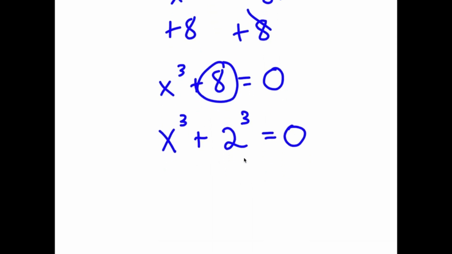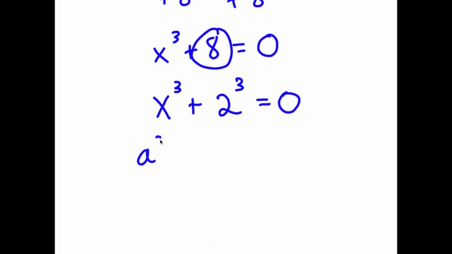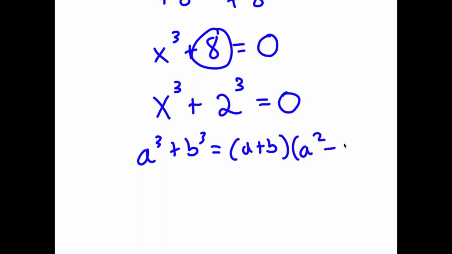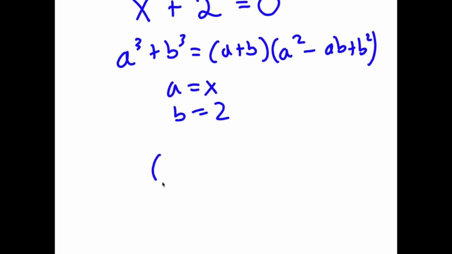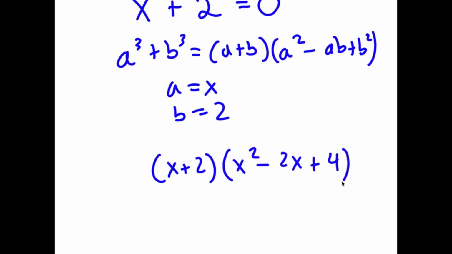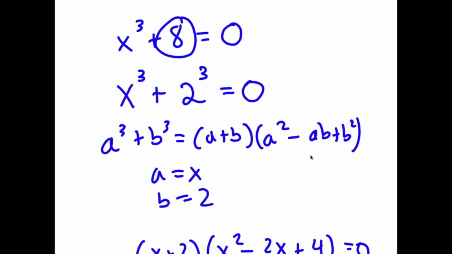0. Now if I have something in the form a to the power of 3 plus b to the power of 3, this is equal to a plus b times a squared minus ab plus b squared. In this case, a is equal to x and b is equal to 2. So now I have x plus 2 times x squared minus 2x plus 2 squared, which is 4. This is equal to 0.